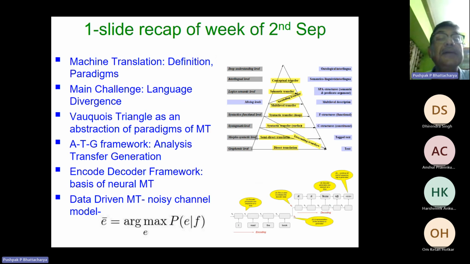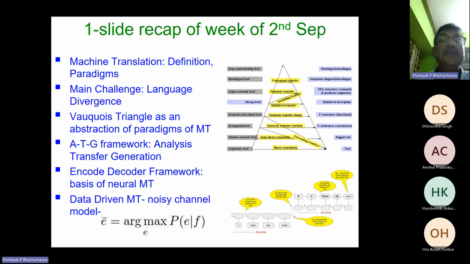Now, as is usual for our class, we do a one slide recap of the week, which is past, the week of 2nd September. In that week, Saurav took the first lecture, and then I took the Thursday's lecture. What was covered is, first of all, machine translation, its definition, and paradigms. The fact that there is rule-based machine translation, followed by statistical machine translation, then neural machine translation.